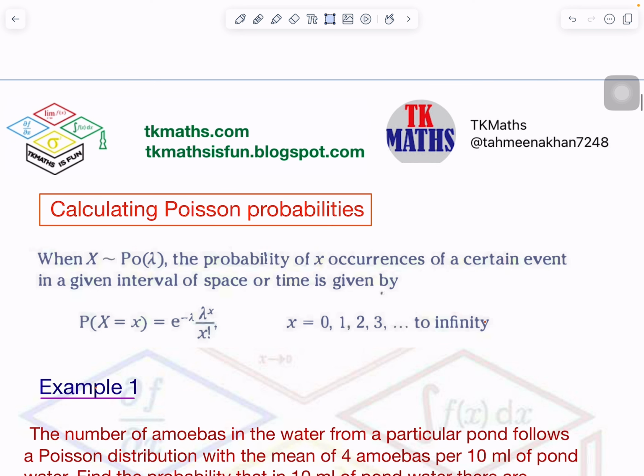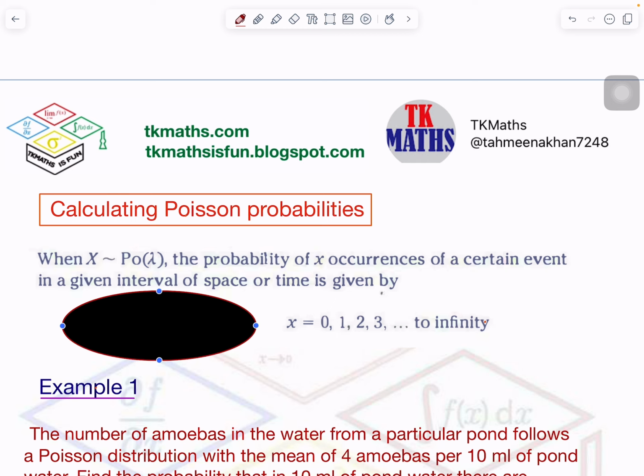Now, how to calculate the Poisson probability? This is the main formula, this one.